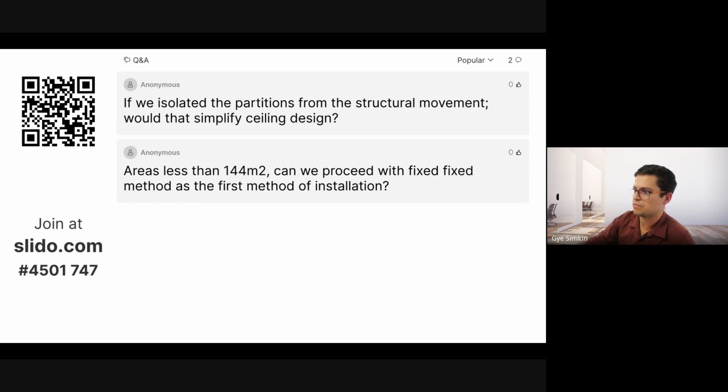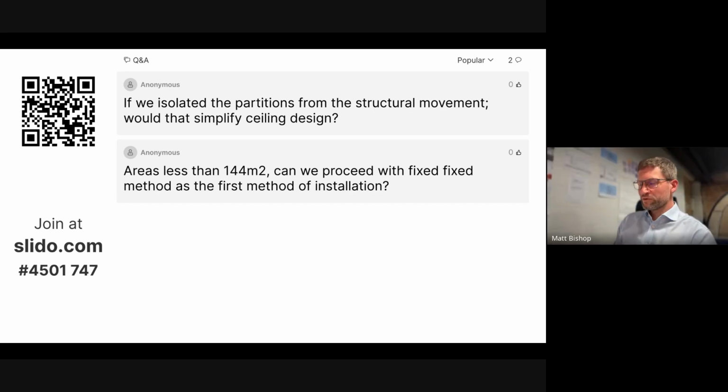Yeah. So if we isolated the partitions from structural movement, would that simplify ceiling design? Like we've seen, there are systems out there that do isolate the partitions from structural movement. So yeah, what's your take on that, Matt? It will certainly reduce damage. It reduces any chances of superstructure pushing. Essentially, superstructure can't push the interiors around if you do that.